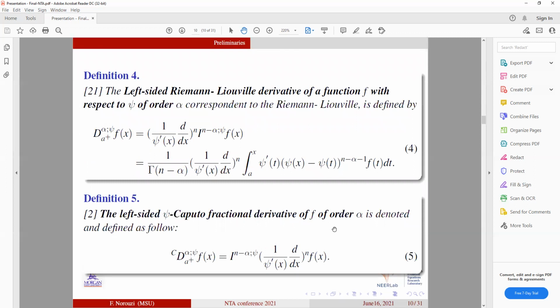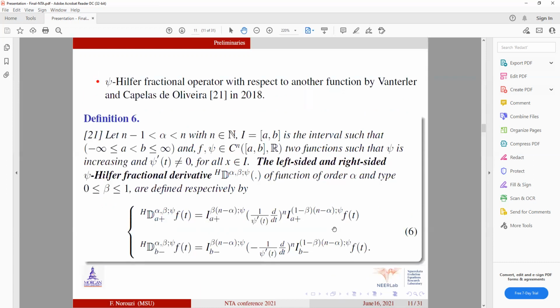We have the left-sided Riemann-Liouville derivative of a function with respect to psi, and also the left-sided psi-Caputo-fractional derivative. Recently in 2019, Vanterler and Capelas introduced the very well-known fractional derivative called the Psi-Hilfer fractional derivative of order alpha and type beta with respect to another function psi, which unifies all the past definitions that we have.